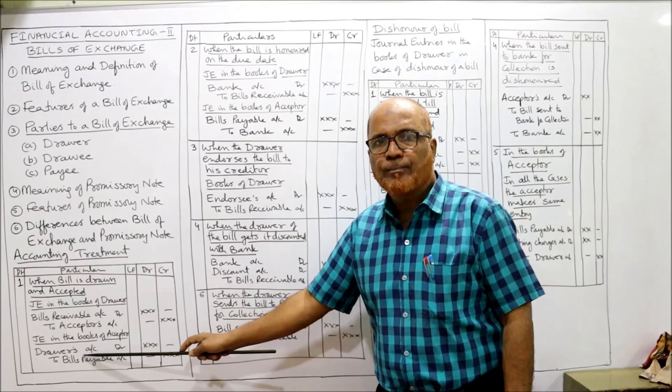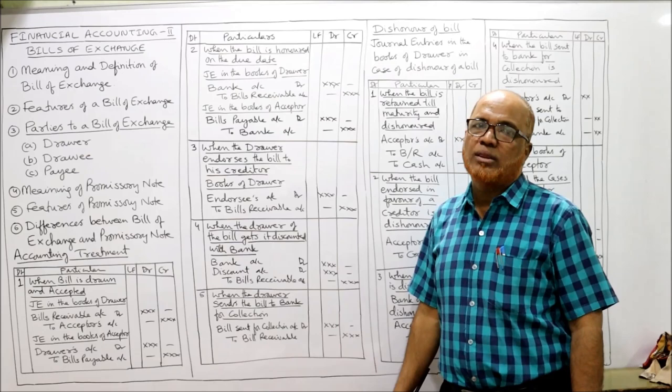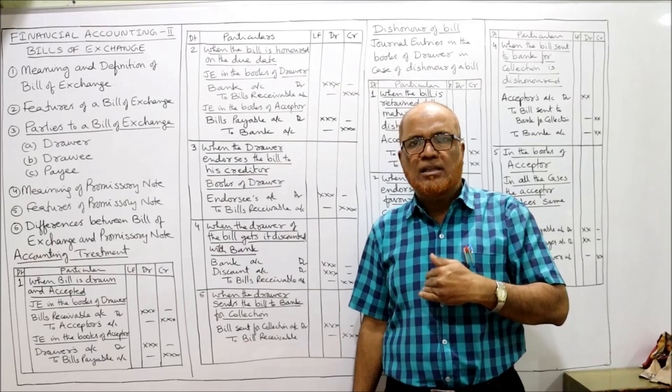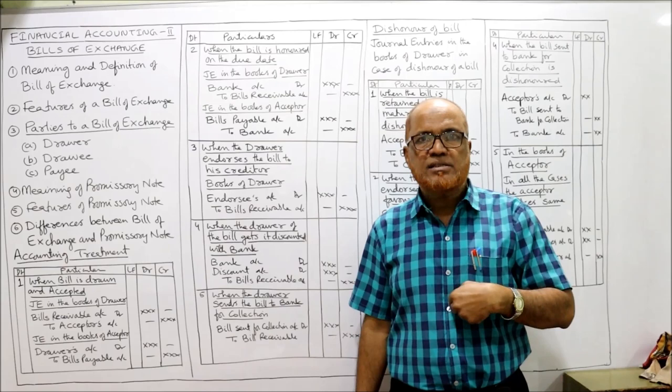So two entries we have seen: what are the entries when the bill is accepted, and what are the entries when the bill is honored on the due date. Now, when the drawer endorses the bill to his creditor. Now see, I am the drawer. When I draw the bill on you, you have accepted the bill and returned the bill to me. Now the bill is with me, and for 3 months the bill will remain with me. After 3 months, at the due date, I will present the bill to the drawee.